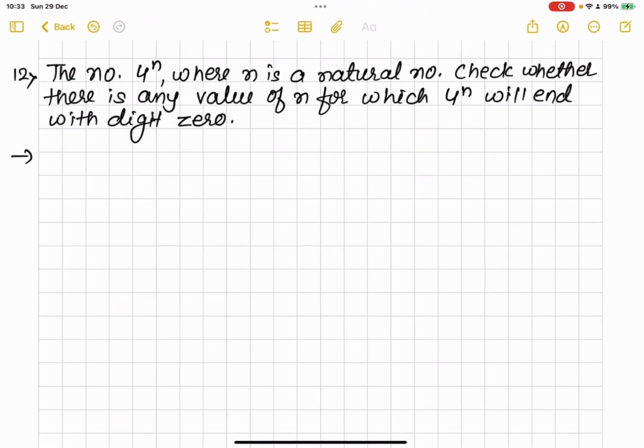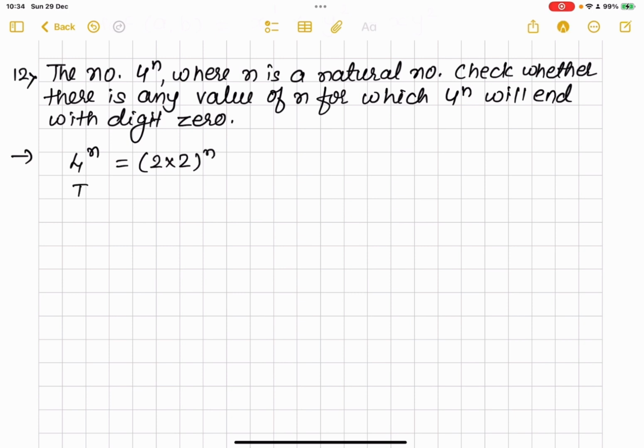Next is the number 4 raised to n, where n is a natural number. Check whether there is any value of n for which 4 raised to n will end with digit 0. So for a number, let it be 4 raised to n. If I take prime factors, I will get 2 into 2 whole raised to n.